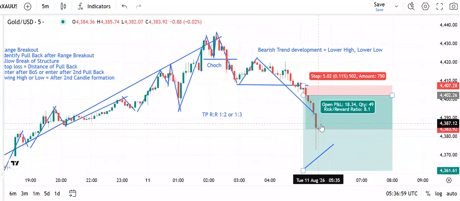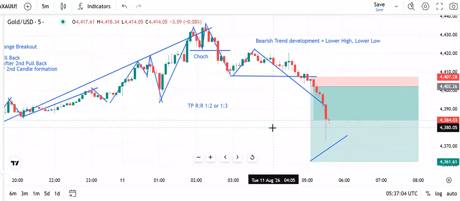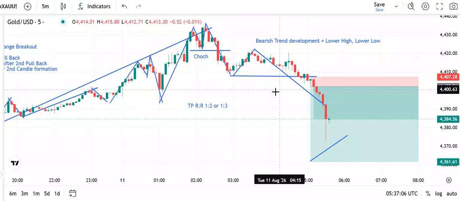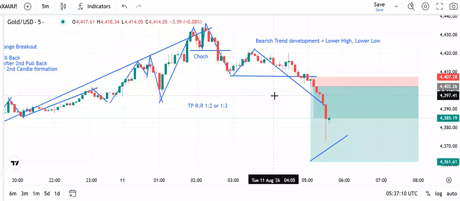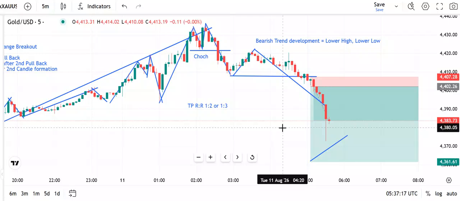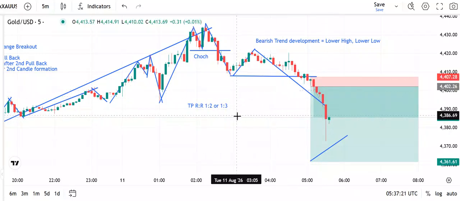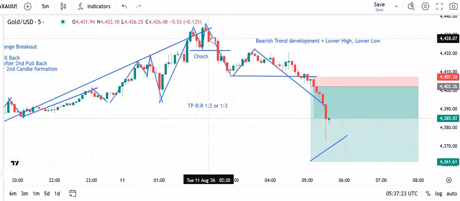So that's the strategy. It's a good one. Make sure you back test. It works for forex currency pairs, works for gold, oil, S&P 500. A good one.